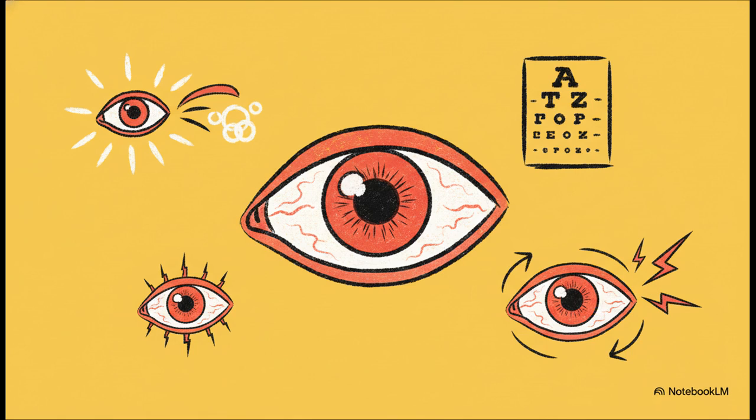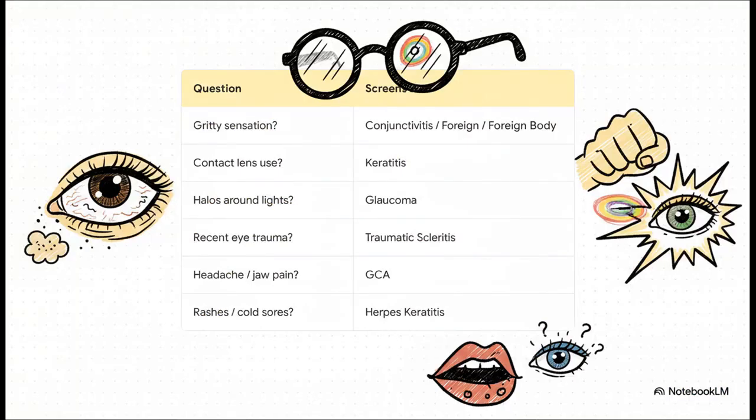Pay really close attention to these associated symptoms because this is where the diagnosis starts to become clear. She'll tell you about light sensitivity, redness, maybe some blurred vision. But the absolute classic sign for scleritis? Pain that gets worse when she moves her eyes. That's your big clue.